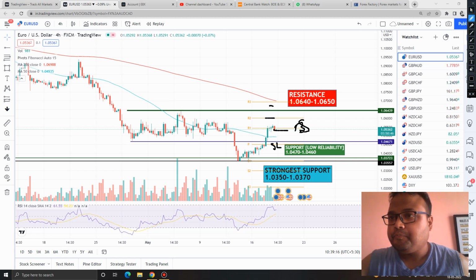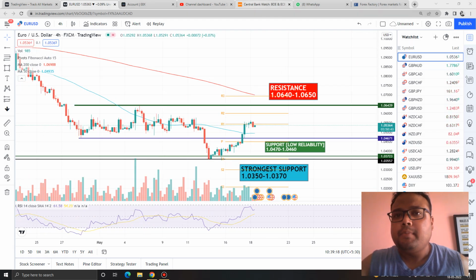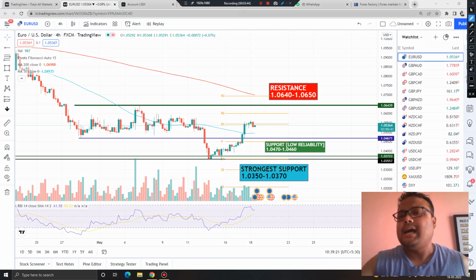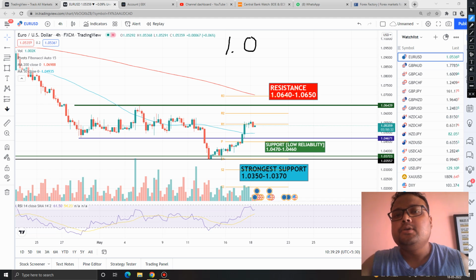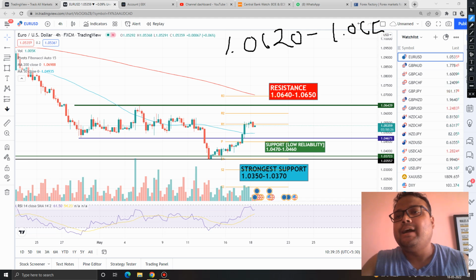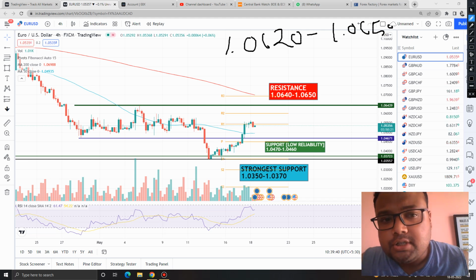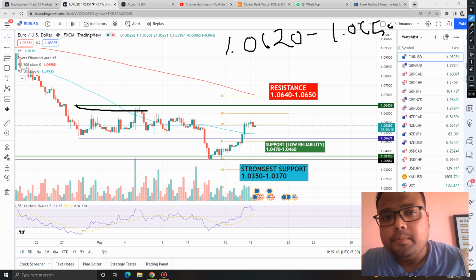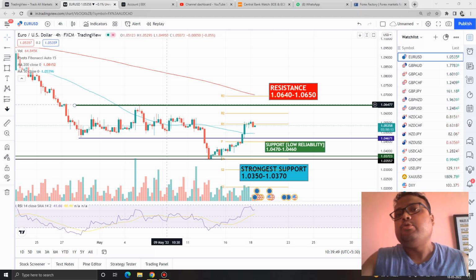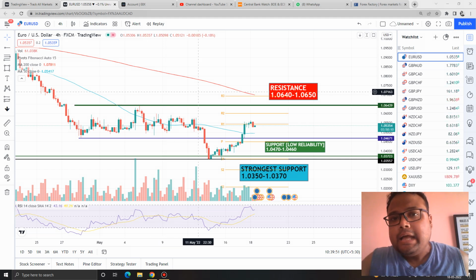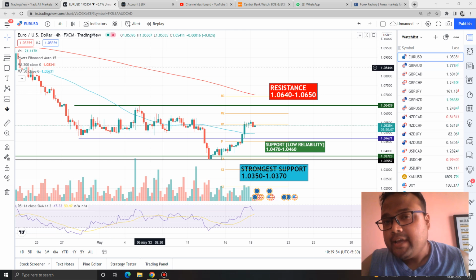If the market goes up, there is a high possibility that it will reverse from 1.0640 to 1.0650. In fact, 1.0620 to 1.0650 is a whole resistance zone in the market. Why is this a resistance zone? First of all, we have already seen price rejection from above at this level. Then we have the Fibonacci 23.6% retracement level, and then we also have the 200 moving average coming down.